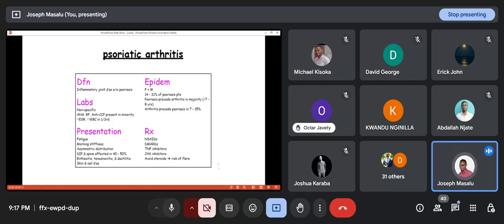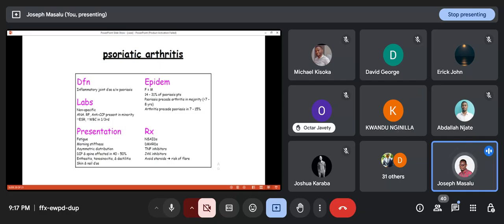And enthesitis, tenosynovitis, dactylitis are there. There's also skin and nail disease. It's unfortunate I didn't look at the nail of this patient, and maybe if she comes back, I'll look at it, because she'll come for clinic.